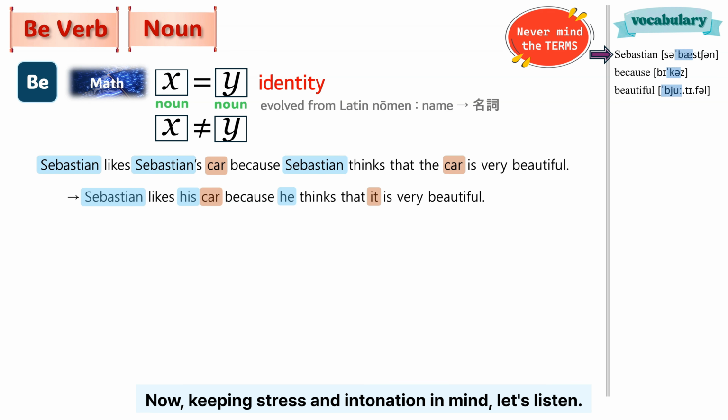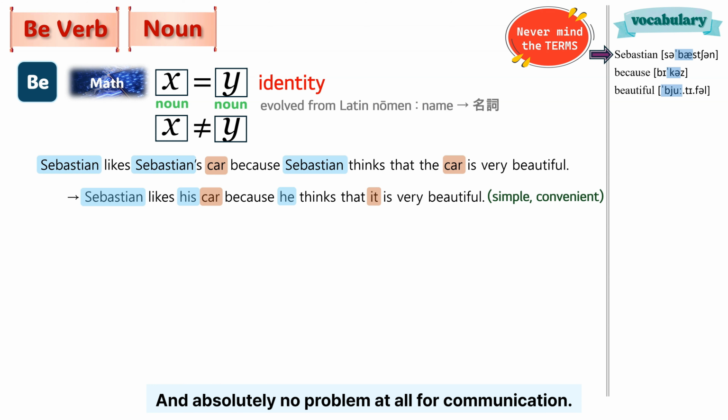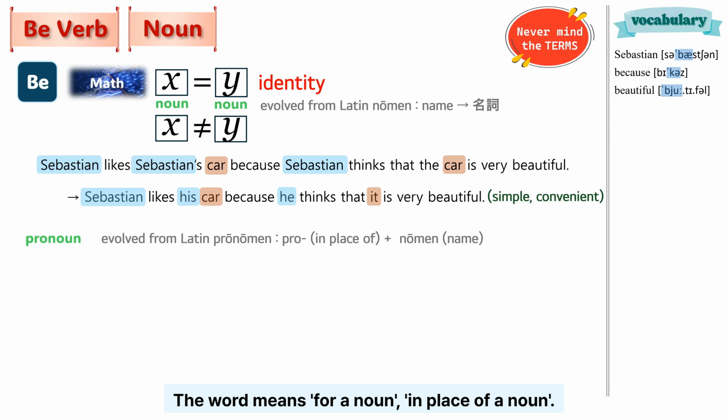Now, keeping stress and intonation in mind, let's listen. Sebastian likes Sebastian's car because Sebastian thinks that the car is very beautiful. Sebastian likes his car because he thinks that it is very beautiful. How does that sound? Simple and convenient, right? And absolutely no problem at all for communication. That's exactly the role of what we call pronouns. The word means for a noun, in place of a noun.